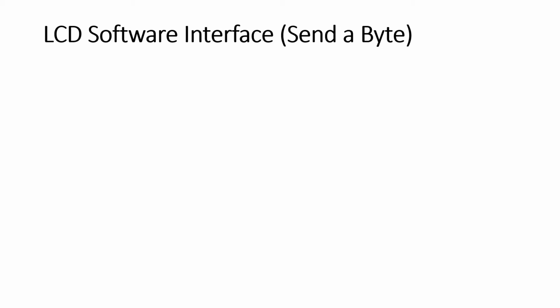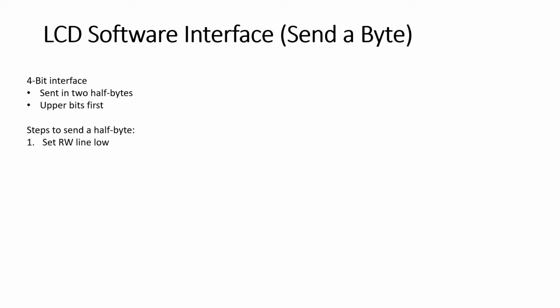So from the software side, it might be interesting to know how to write a byte to the LCD display. As I use the 4-bit interface, the byte is sent in 2 half bytes, while the upper bits are sent first, so the bits 7 to 4 are sent first. And the steps to send a single half byte are like this.